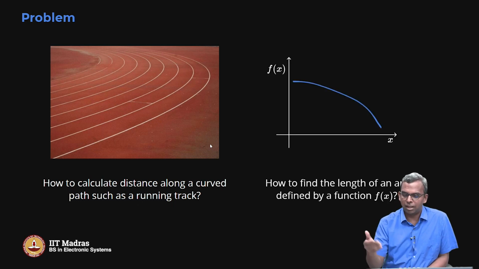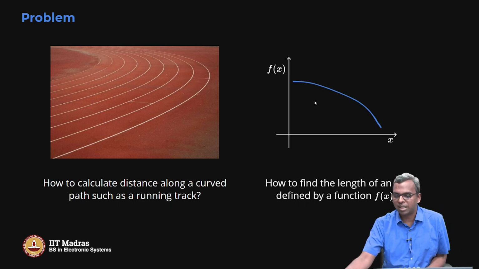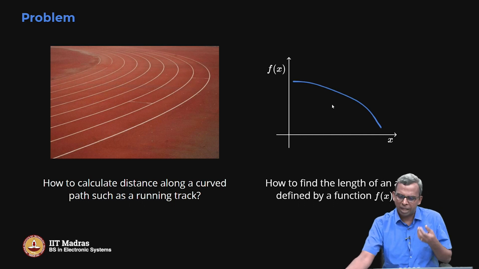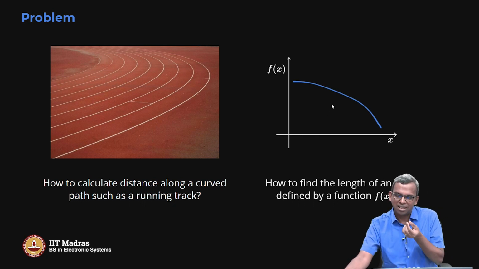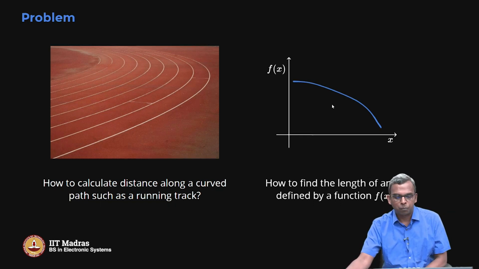So here is an abstraction of this problem. I have a general f of x versus x. How do I find the length of this arc when defined by an arbitrary function f of x? Let's say I'm walking along this path. What is the distance I've walked? It's not a straight line. How do you find the distance I've walked along this path? That's the problem, and we'll do that again using Riemann sum. Again, break it up into smaller parts, find this distance in smaller parts, and tend to the limit, and you'll get the answer. So let's try that.